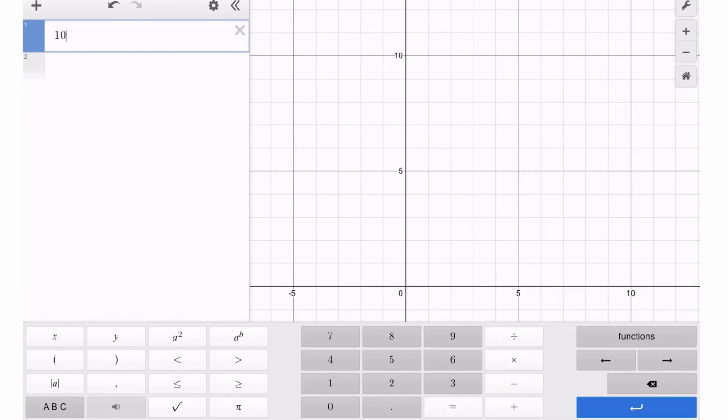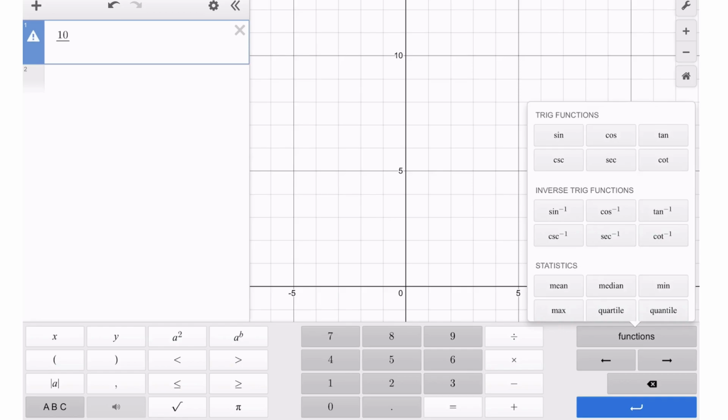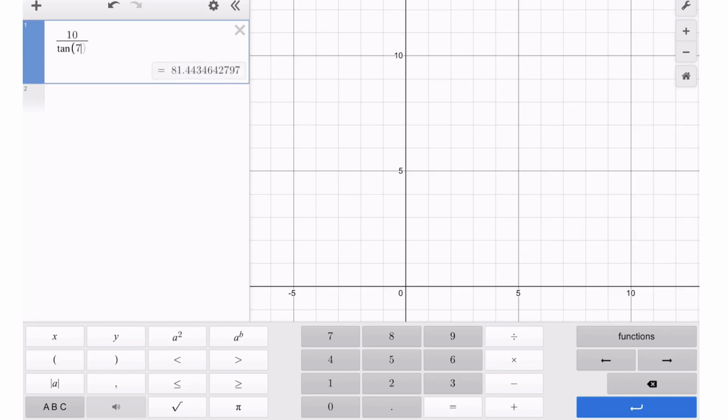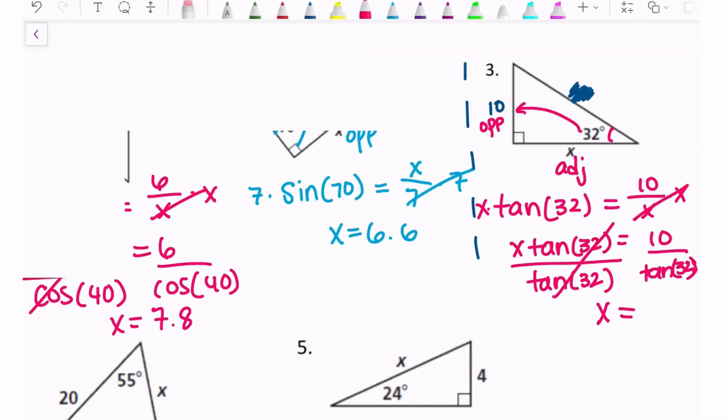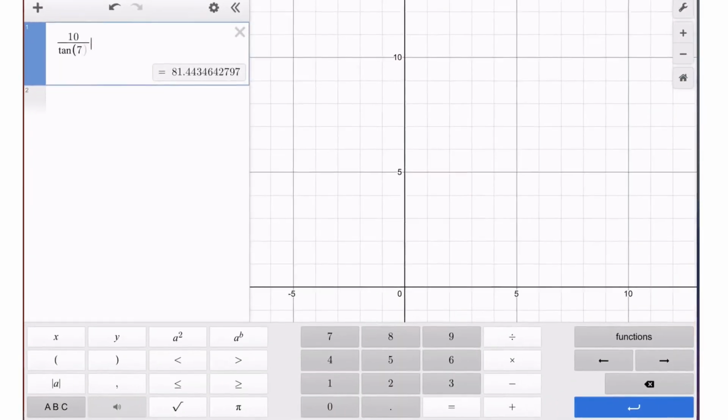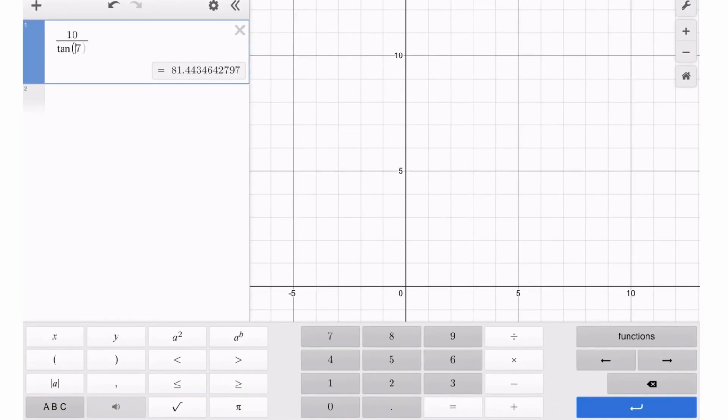You're either going to end up dividing by the trig function or multiplying it. I don't remember what the angle was. It was 32. So 10 over the tangent of 32 will give me 16.